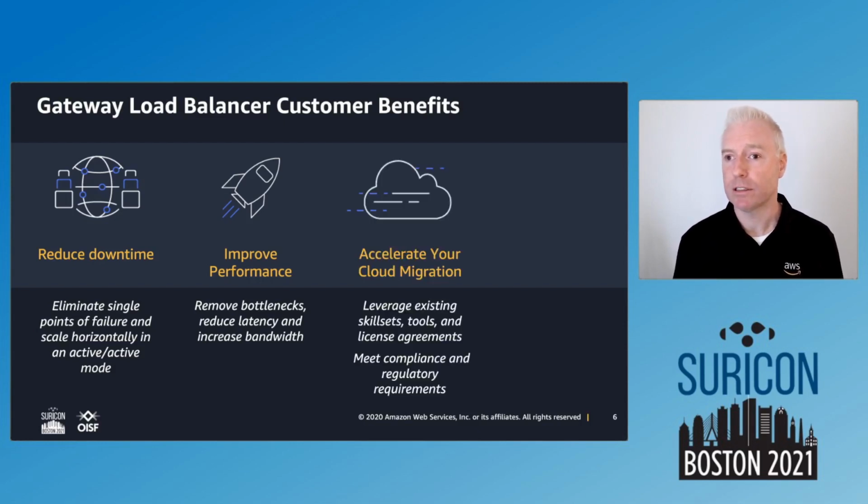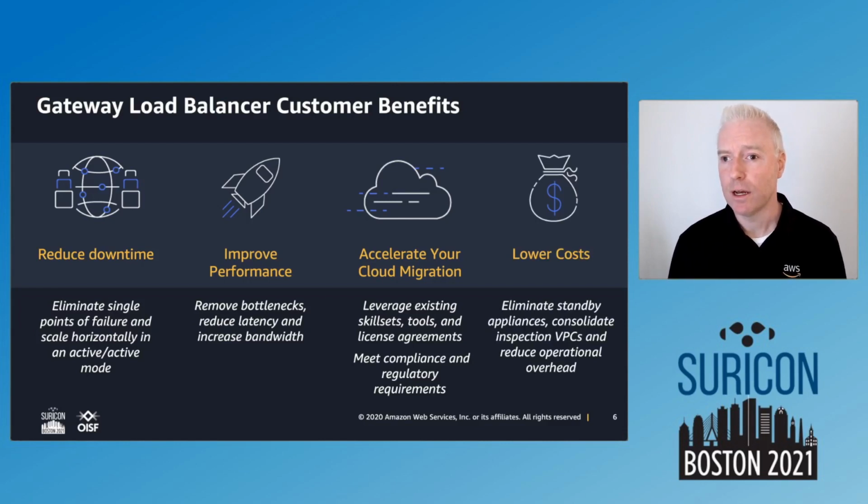It accelerates your migrations to the cloud, making them easier and faster, because you can leverage the existing technologies, skill sets, relationships, and licensing you've already invested in on-premises before moving to the cloud. And finally, you lower your costs. Think about all those passive appliances sitting idle, distributed around VPCs in your environment. That's a lot of passive appliances that go away when you move to an active fleet and centralize your inspection use case.